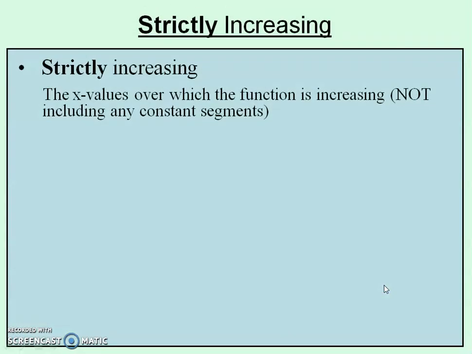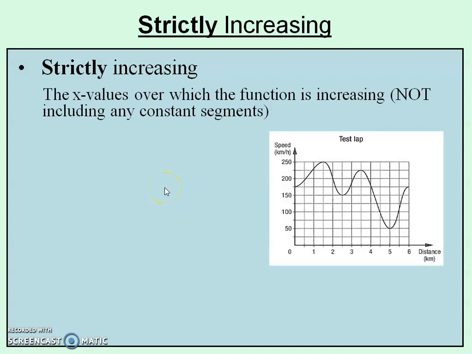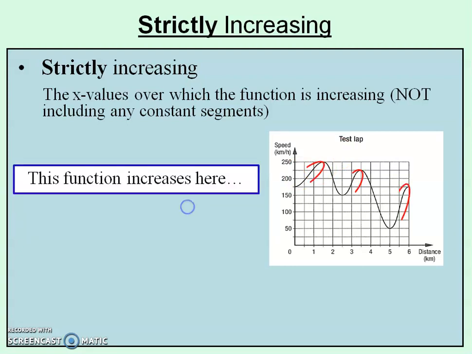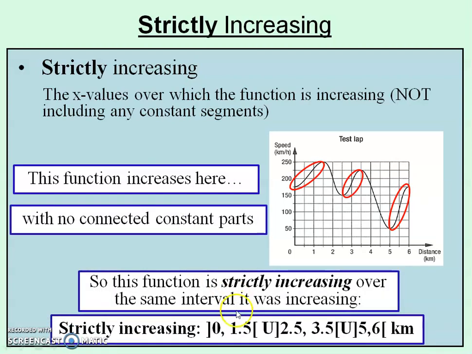So again, the difference between increasing and strictly increasing is 1. Increasing can include flat or constant parts if they're attached. Strictly does not. And so the endpoints will never, ever be included, because the endpoints could only be included if it was a curved segment and then that point itself was considered constant. Here we don't include any constant stuff. So I would have a very similar answer to what I had before, except that all of the endpoints now are excluded.